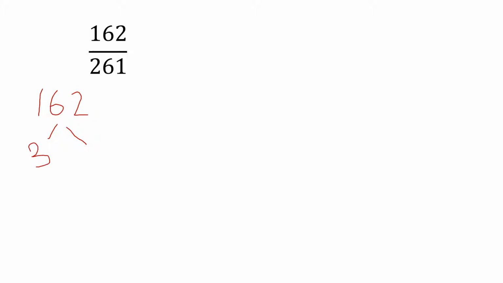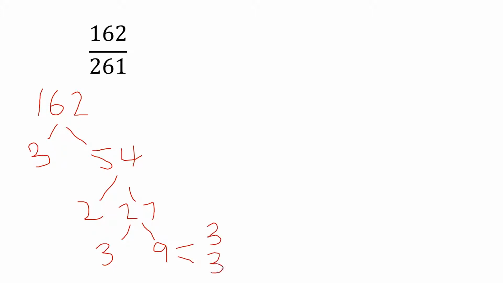Now that breaks into 3 and 54. I can halve 54, so that's nice. That gives 2 and 27. 27, thinking back to my 3 times tables, is 3 and 9. And 9 breaks up into 3 and 3. So I've got the prime factors for 162.